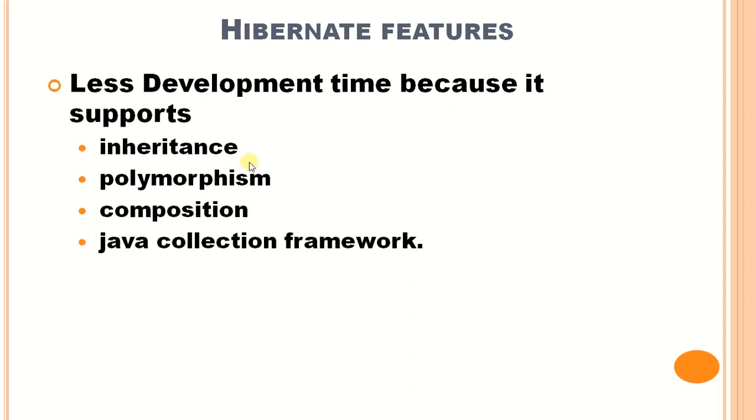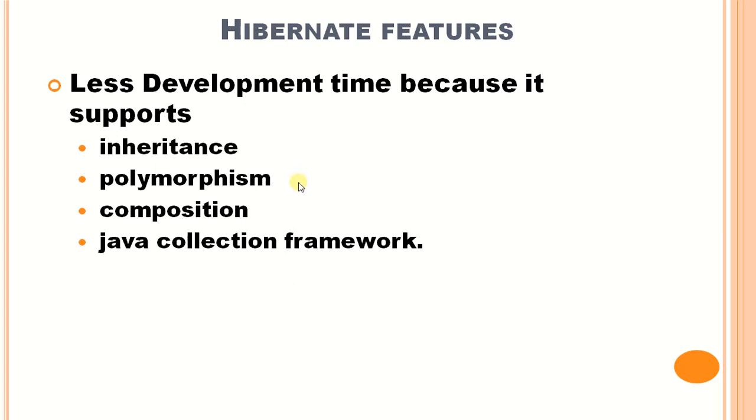Now we will discuss the third feature, that is less development time because it supports inheritance, polymorphism, composition and Java collection framework. Actually in the hibernate you will get the facility so that suppose you are having inheritance in your application, that can be implemented using the hibernate functionality, or suppose you want to use the polymorphism, or suppose you want to go for the composition, means you are having aggregation in your application. So all these object orientation features can be implemented very easily in the hibernate.